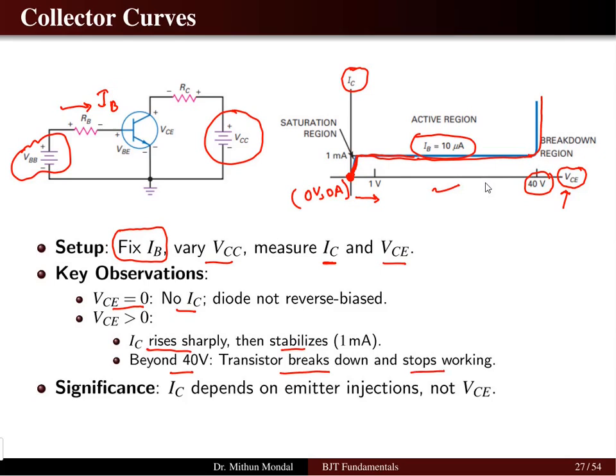So the significance is that the collector current depends upon the emitter junction and not the collector emitter potential. Whatever current is flowing in the collector, IC, is directly dependent on the emitter junction. It does not depend upon the collector to emitter voltage.